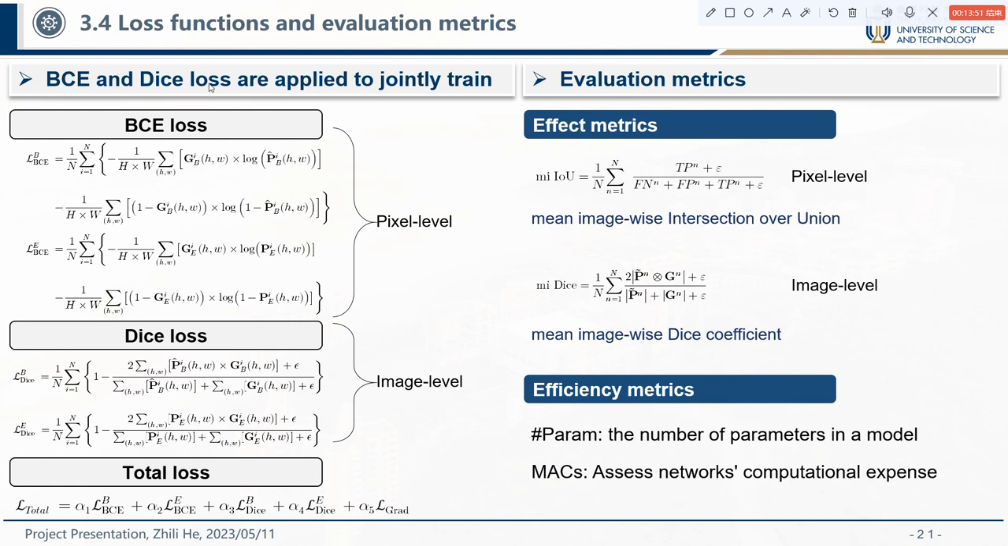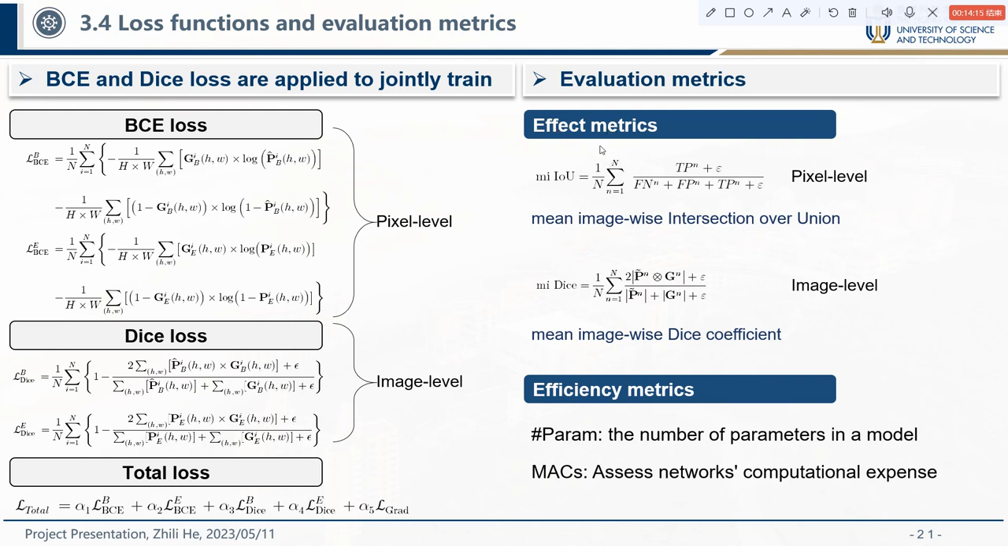Okay, that is the loss functions and the evaluation metrics. I use 2 kinds of loss functions, BCE loss and dice loss, and I use them to jointly train the model. The BCE loss is a pixel level loss, and the dice loss is an image level loss, and this is the total loss. For the evaluation metrics, it also includes 2 kinds of metrics.